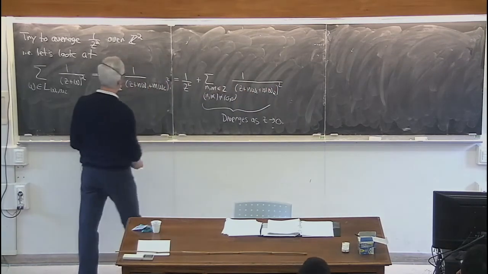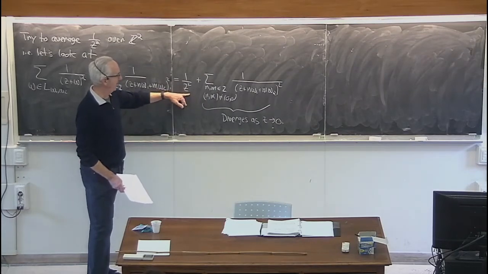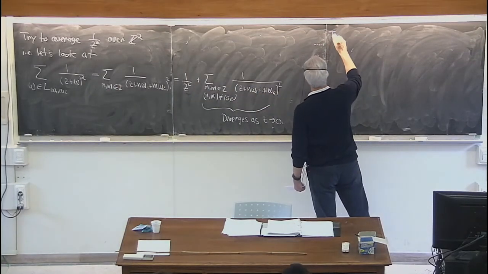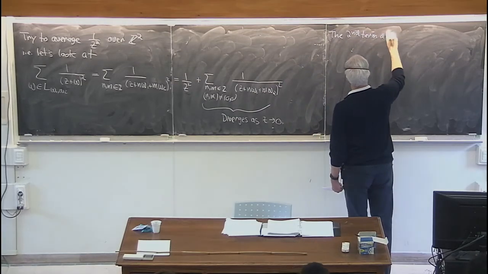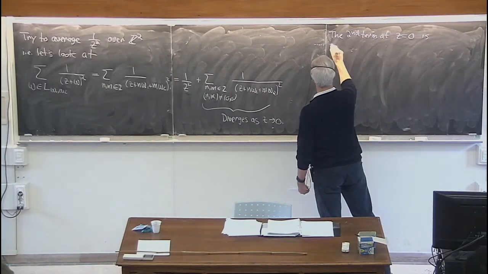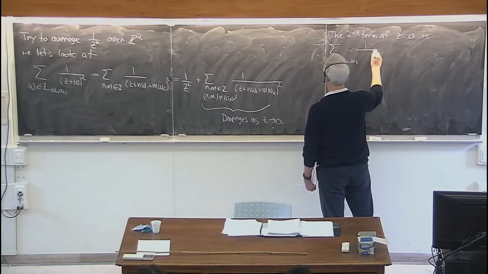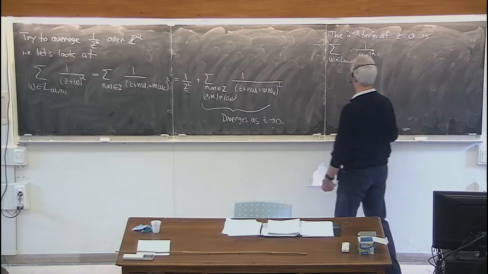And we had hoped that we had picked out the only divergence by picking out this pole and then averaging it, but we haven't completely managed to do that. So the second term at z equals 0 is the sum over this lattice of 1 over lattice point squared.